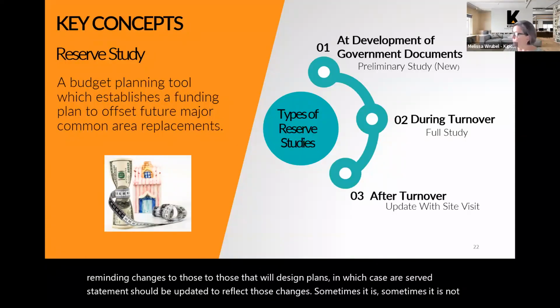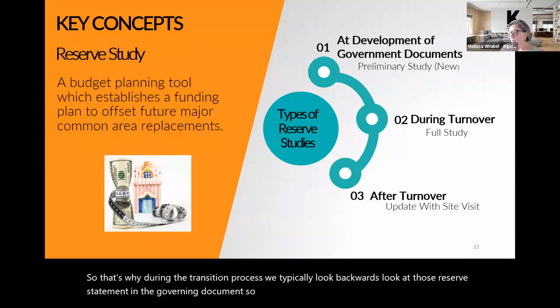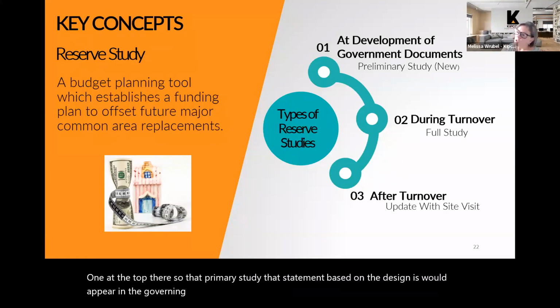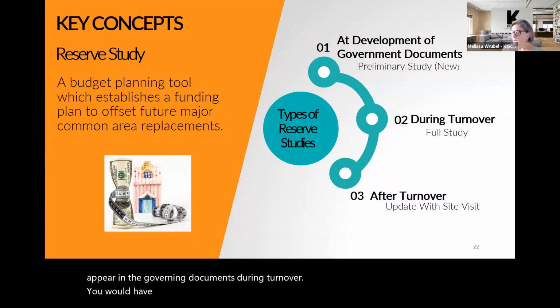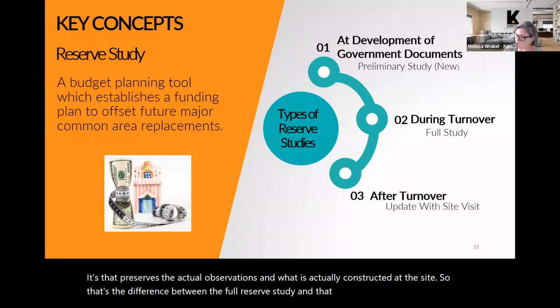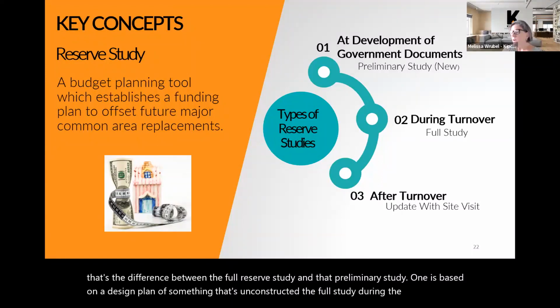So that's why during the transition process, we take a backwards look at that reserve statement in the governing documents. So that would be the 0.01 at the top there. That primary study, that initial reserve statement based on the design, would appear in your governing documents. During turnover, when we would perhaps do a transition study, you would have a full reserve study done. That reserve study is based on our actual observations and what is actually constructed at the site. So that's the difference between the full reserve study and that preliminary study. One is based on a design plan of something that's unconstructed. The full study during transition is based on the actual construction.